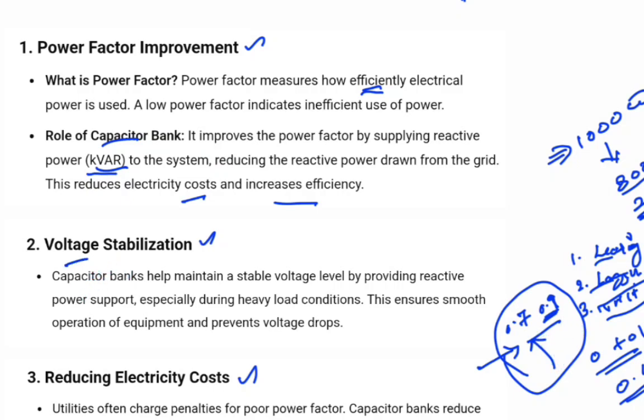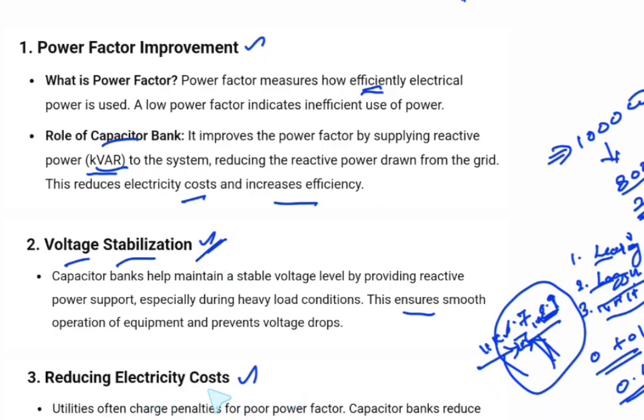So next one, voltage stabilization. The capacitor bank helps maintain a stable voltage level by providing reactive power support. Here 11 kV is coming, and now only 10 kV is available, because of the step down transformer here. Now we connect the capacitors, and it improves the voltage. This ensures smooth operation of equipment and prevents voltage drop. So that's why we are choosing the capacitor bank.